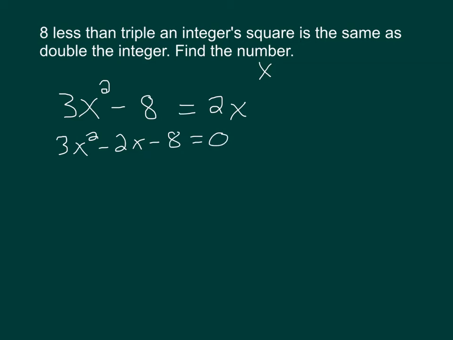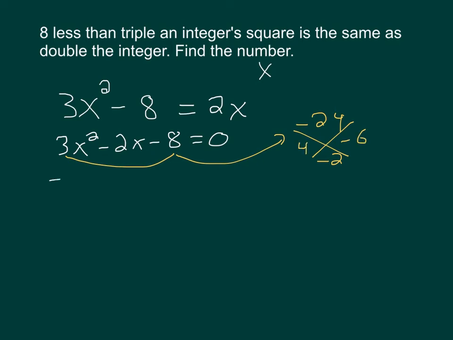Now I have to use this special x puzzle because my lead coefficient is not 1. So I'm going to do 3 times negative 8, which brings me to negative 24. And put that in the x puzzle over negative 2. And what two numbers multiply to negative 24 and add up to negative 2? That's going to be negative 6 and positive 4.